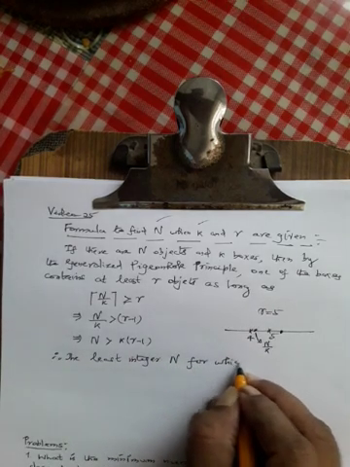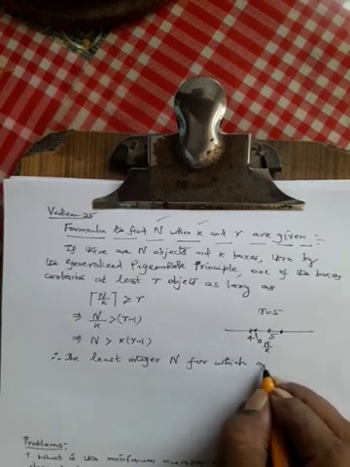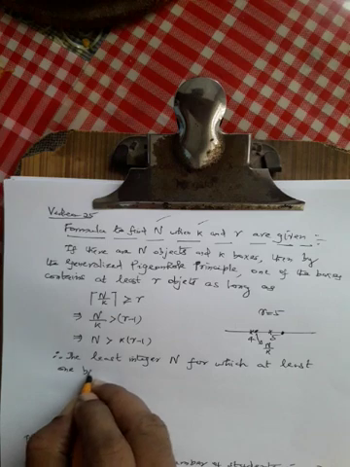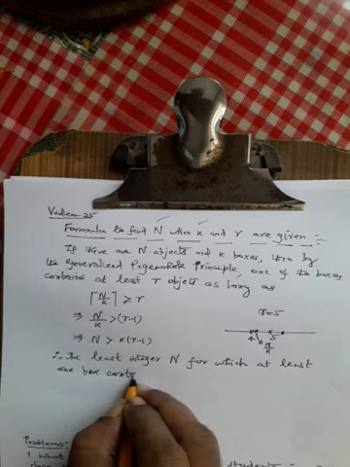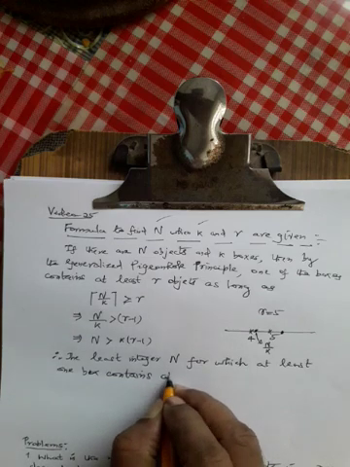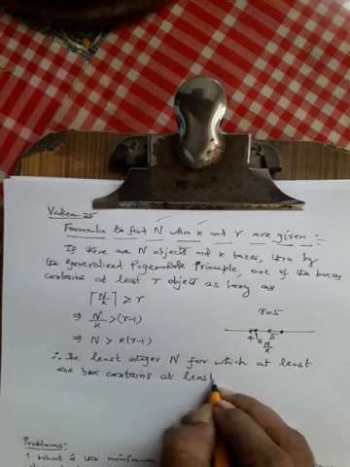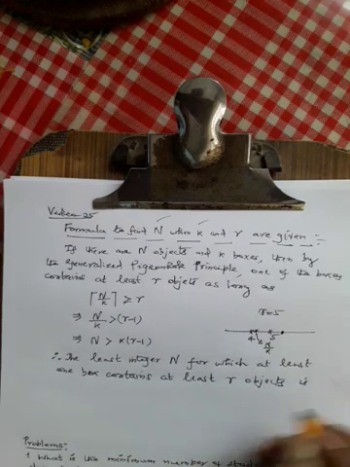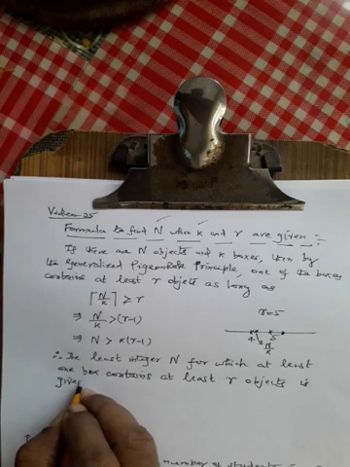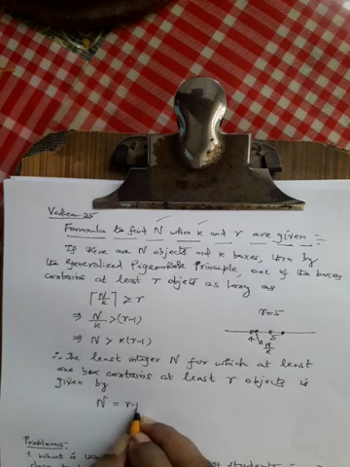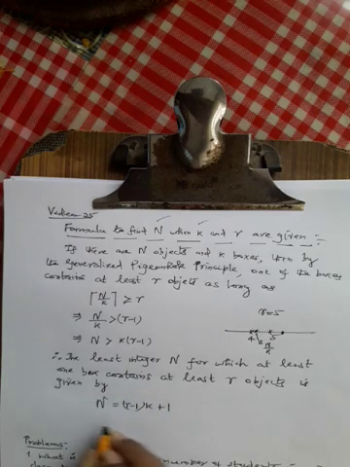for which at least one box contains at least r objects is given by n equal to r minus 1 into k plus 1. So this is the formula.